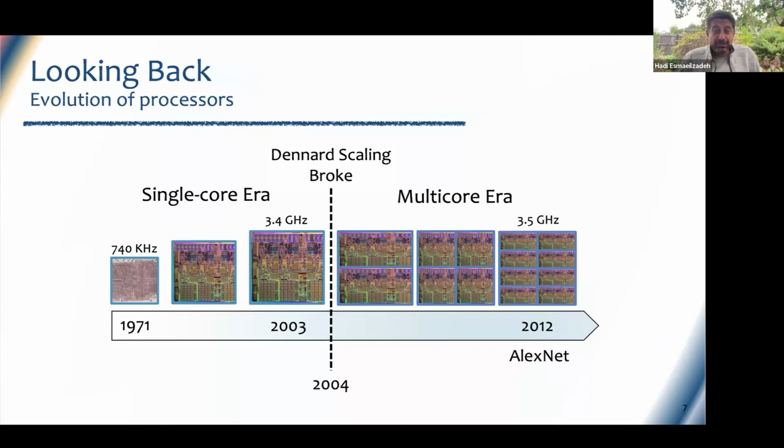And the predictions, if you actually look at the press releases from Intel at the time, were that we're going to have 10 gigahertz processors. We never reached that. And then that is when the industry that builds these general purpose processors switched its attention from single thread performance scaling to multi-thread performance scaling. And the promise was that if I can just copy paste my cores, I'm going to give you more and more performance. But unfortunately, that didn't pan out as well.